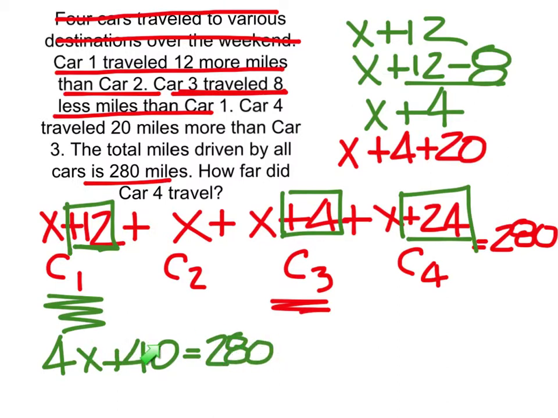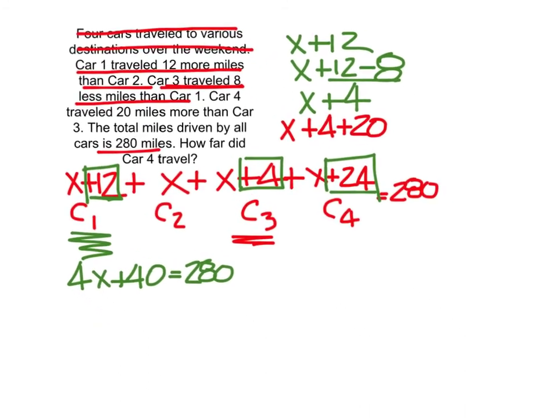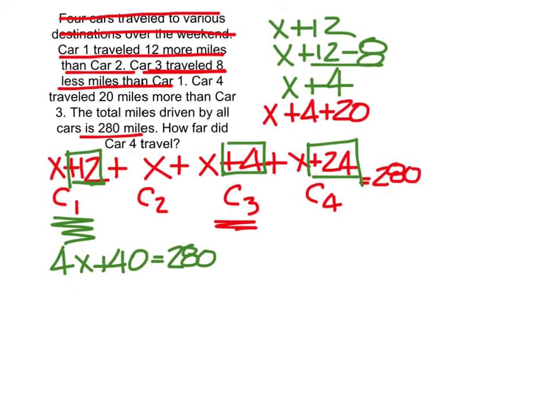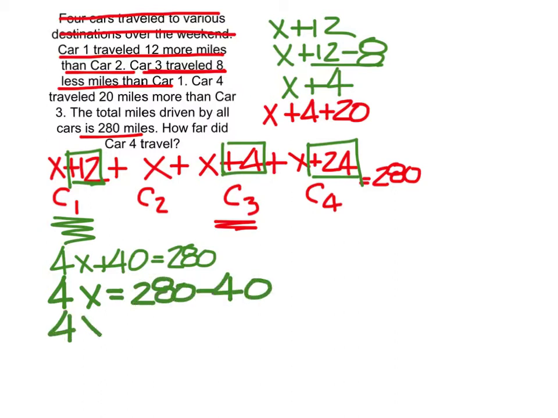That's right. Switch the operation, move it over across the equal sign. I'm going to lower this down a little bit so I have more room to work. There we go. So it should be 4x equals 280 minus 40 now when we move it over. What's 280 minus 40? 240. And divide by 4 to get what? 60. Now x is which car?